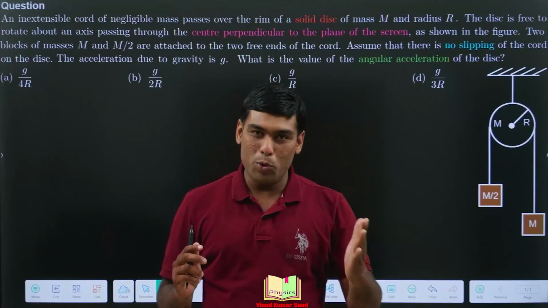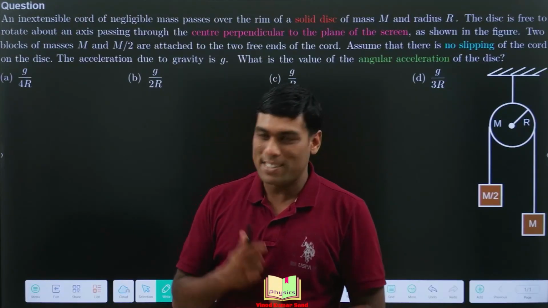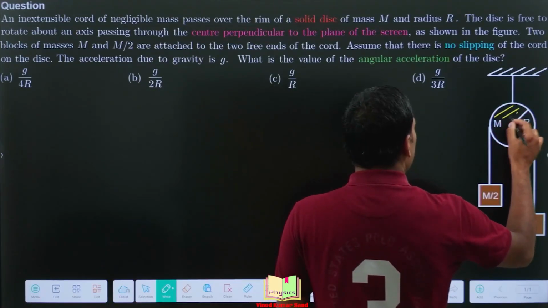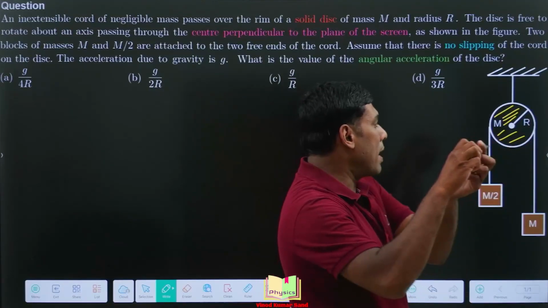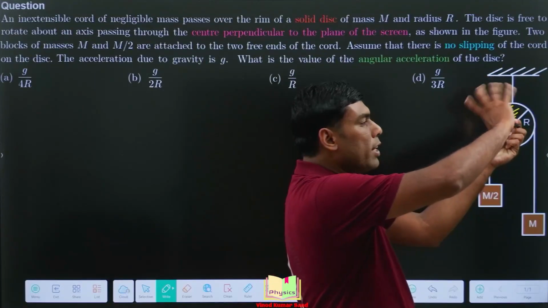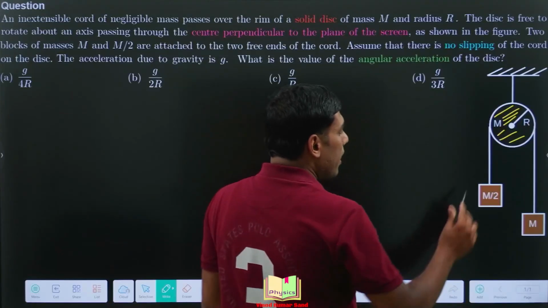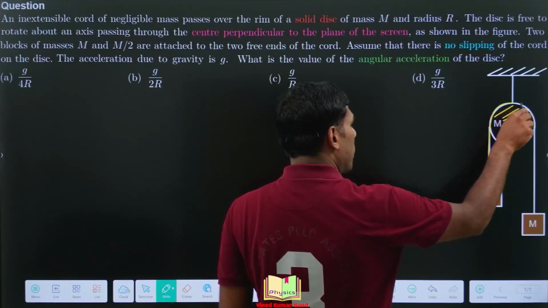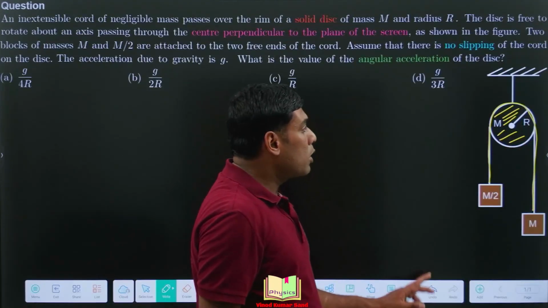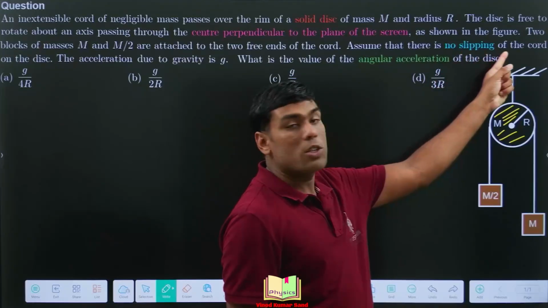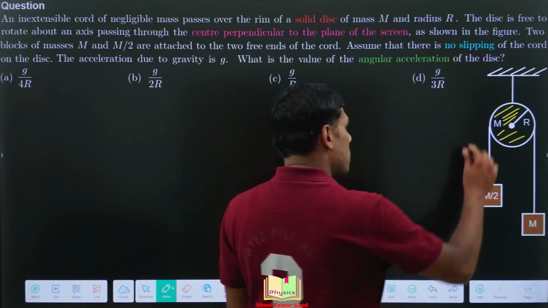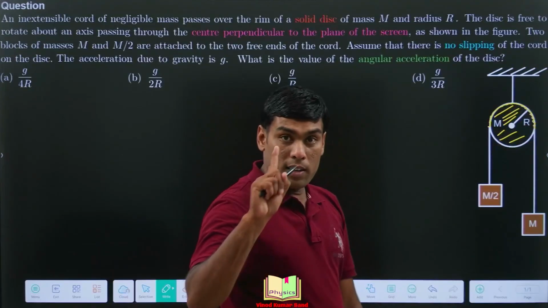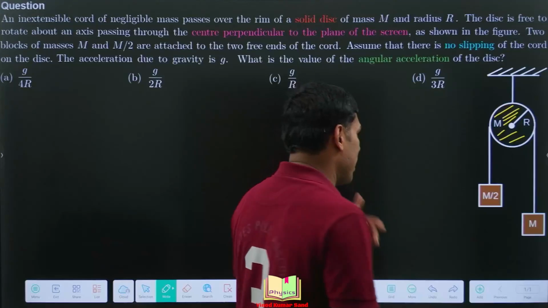Hello everyone, this is a beautiful question of rotational mechanics, rigid body dynamics. Here we have a solid disk and there is an axis passing like this. This disk is free to rotate about this axis. Here is a light inextensible string. It passes over the pulley and the question says the string does not slide over the pulley. It means there is friction between the string and the pulley and there is no slipping, there is no sliding.